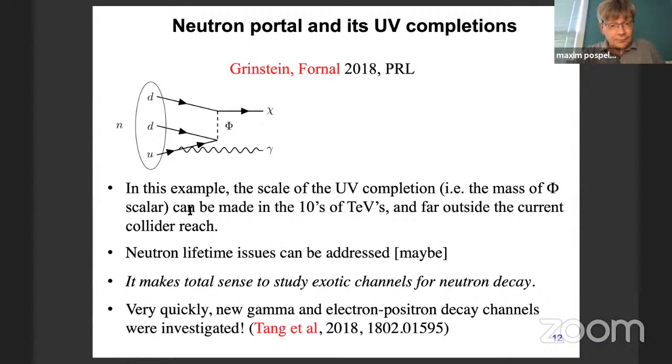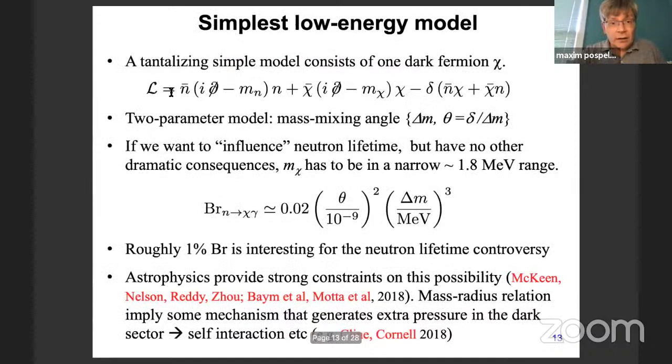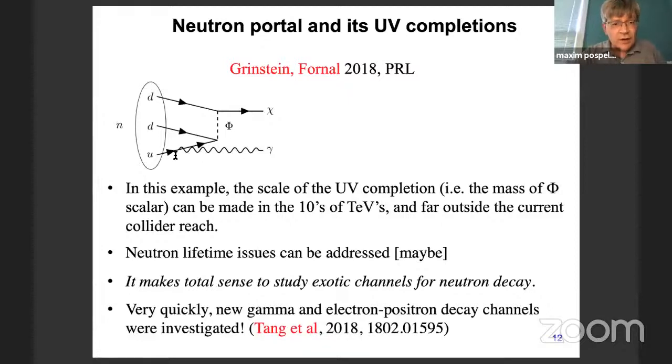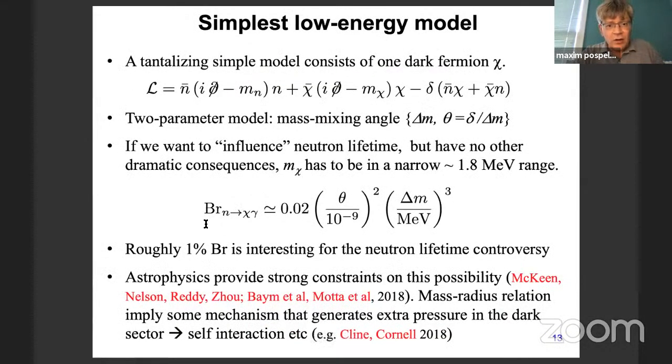So if you have a model like this, you have a neutron, you have a new chi fermion, and there is a coupling mixing between the neutron and the chi, where delta is the parameter, and you can expect that a neutron can emit a gamma and decay to chi if it's lighter, and you get the correct lifetime if this is your choice of parameters. The mixing angle is 10⁻⁹, and the splitting is on the order of an MeV.